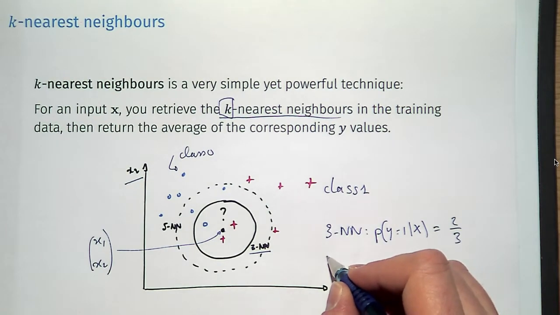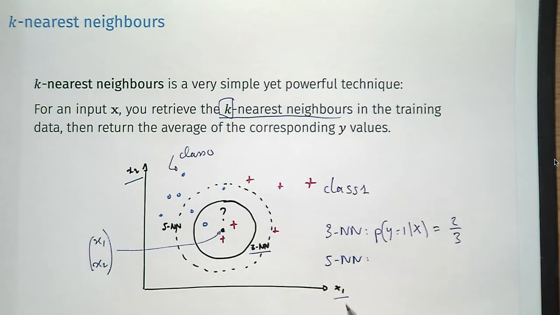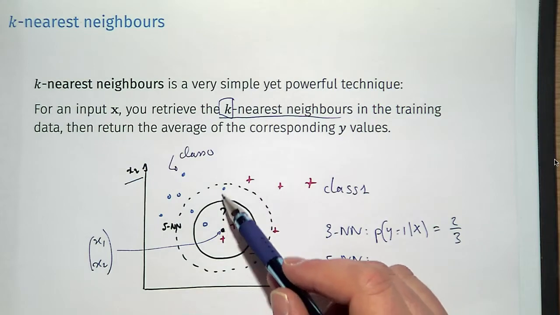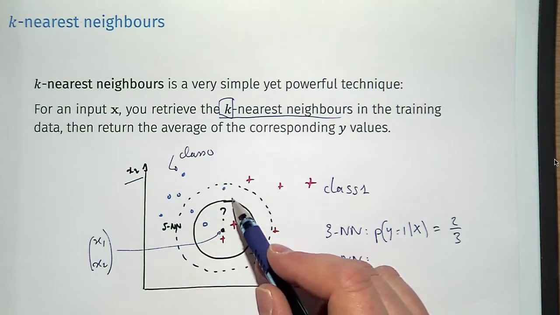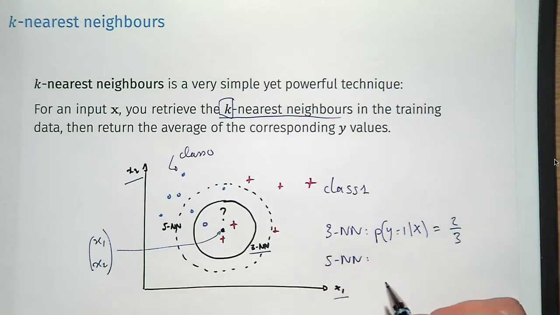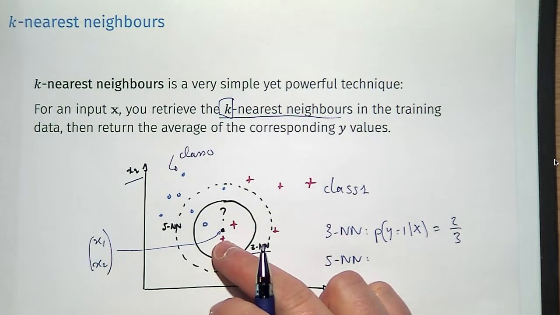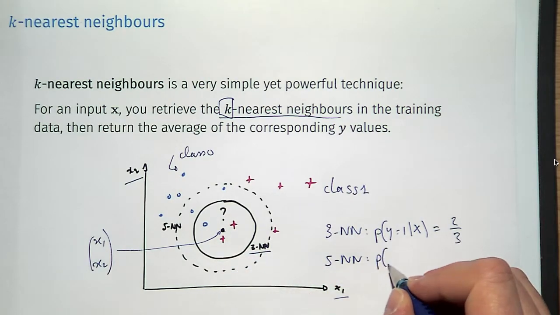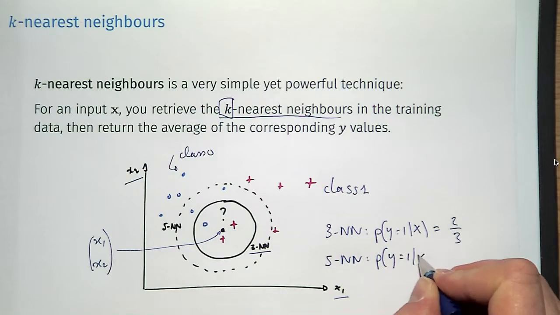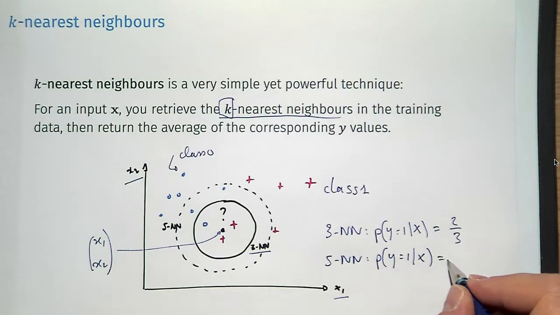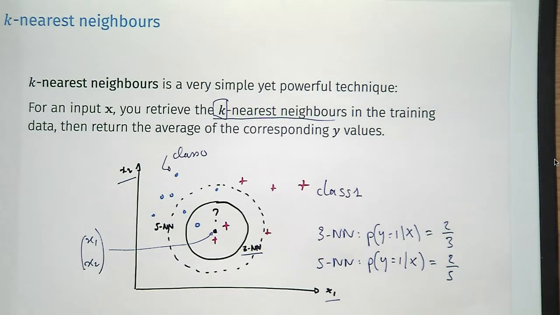So if you look at a 5 nearest neighbor structure, we have now 3 of class 0 and 2 of class 1. So the probability this time that the outcome is 1 will only be 2 out of 5. Okay?